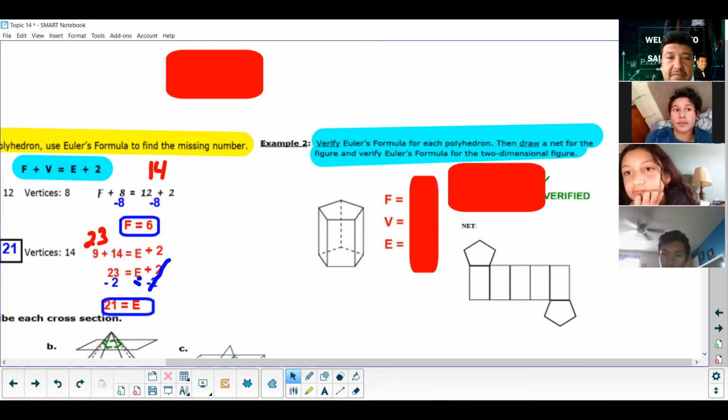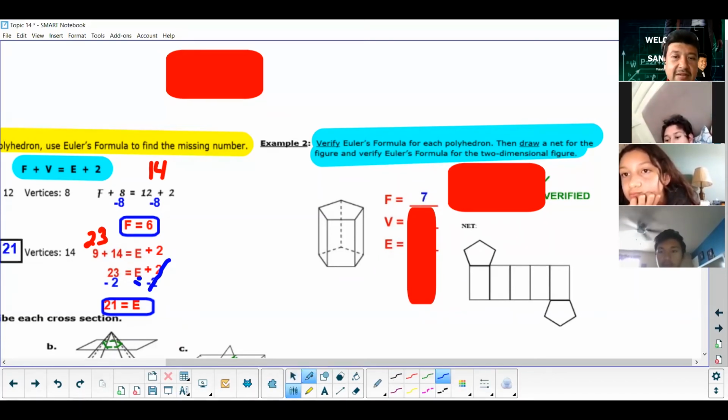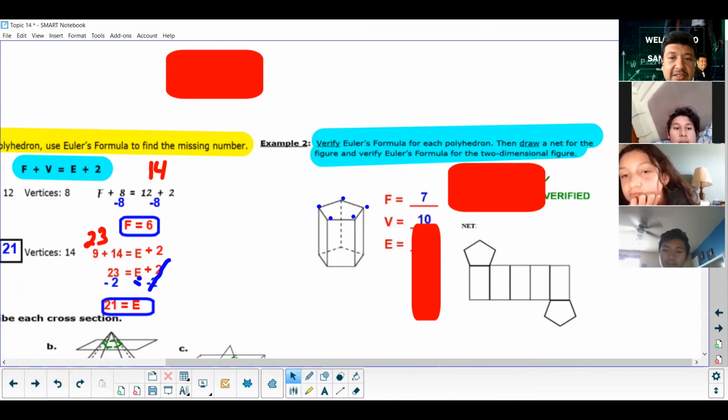I got 1, 2, 3, 4, 5, 6, 7. You're right. How many vertices? 1, 2, 3, 4, 5, 6, 10. Yeah, because there's 5 here and 5 at the bottom, right? Okay, and how many edges? Okay, so we got 5 plus 5, that's 10, with another 5, 15. Yeah, you're right. Okay, good.